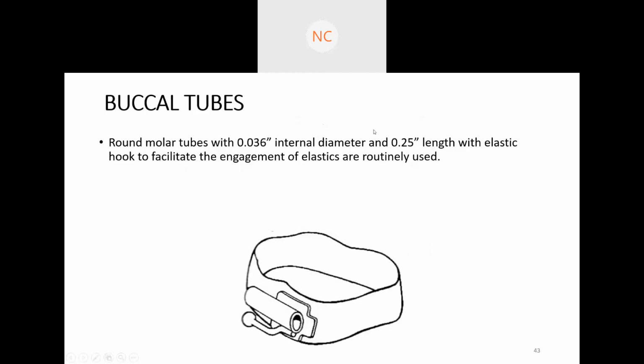So another component of the Begg technique is the buccal tube. It has the round molar tubes. This is the round molar buccal tube, which has an internal diameter of 0.036 inch, and it has a length of 0.25 inch. And it also has the hook, which is used for the ligation of the elastic, to facilitate the engagement of elastic.